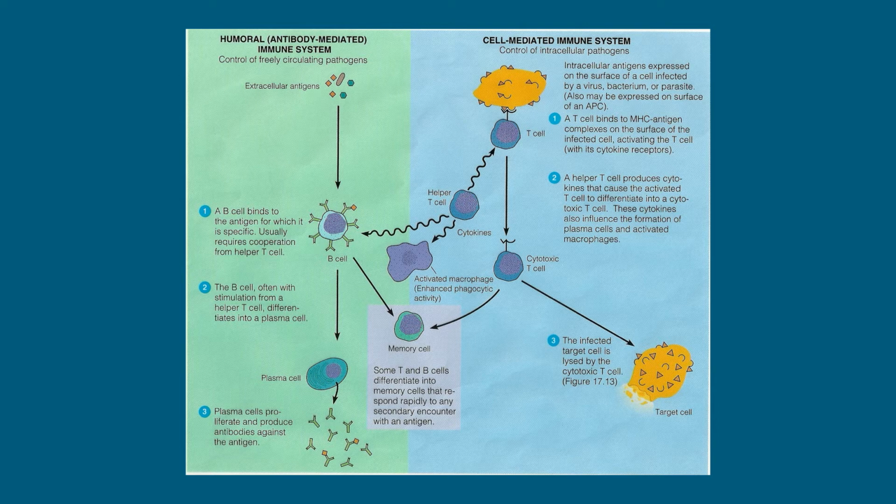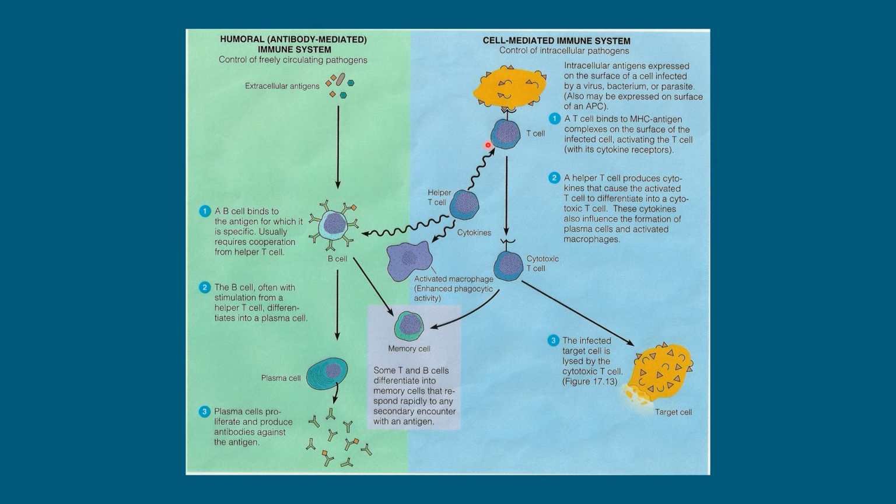This is a slide I really wanted to show just to emphasize to you. With the adaptive immune system you have these two components: the humoral, which is antibody mediated and involves the B cells, and the cell mediated, which involves the T cells. This shows the interaction between the two.